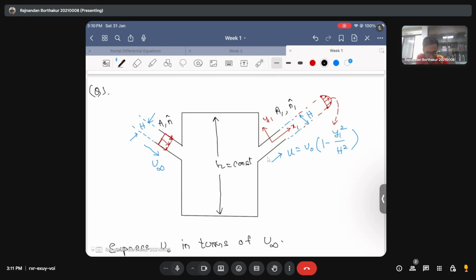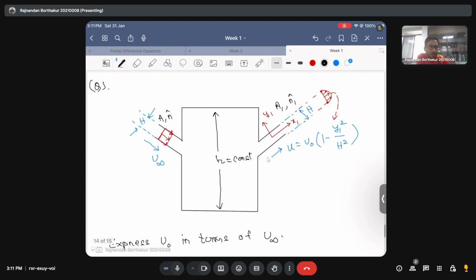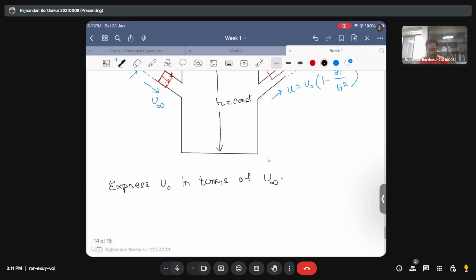Then, as I said, the objective is simple. We just need to find the relationship between u naught and u infinity. And I'm guessing that you must have thought of the solution procedure, which is that we'll apply the Reynolds transport theorem, and obviously by conserving mass. So let's do this.